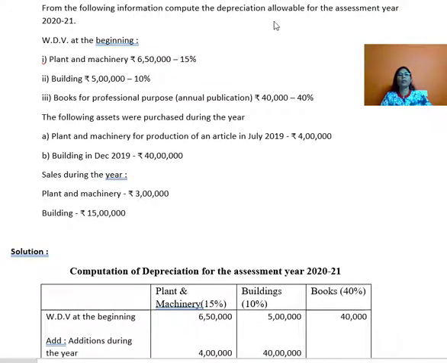From the following information, compute the depreciation allowable for the assessment year. Written down value at the beginning, the first day of the previous year: plant and machinery it's given here, buildings, even the rate is given, books for professional purpose, annual publication 40,000. The following assets were purchased during the year. Plant and machinery for production of an article in July 2019, so this is more than 180 days. Building in December 2019, then it is less than 180 days. Sales during the year, plant and machinery sold of 3 lakh and building 15 lakh.